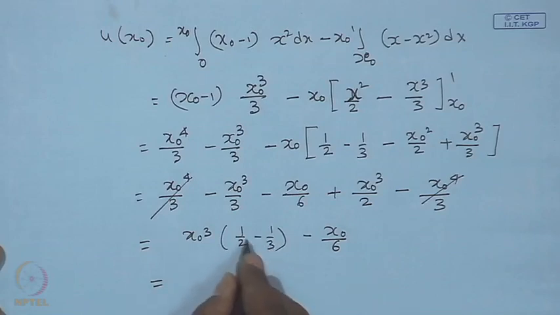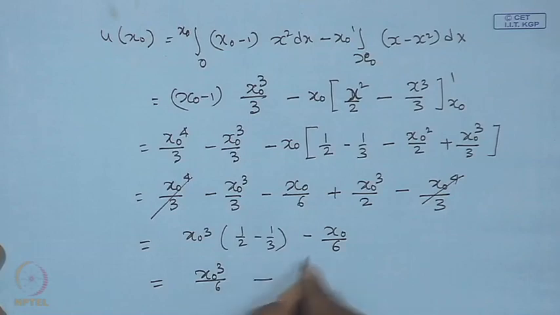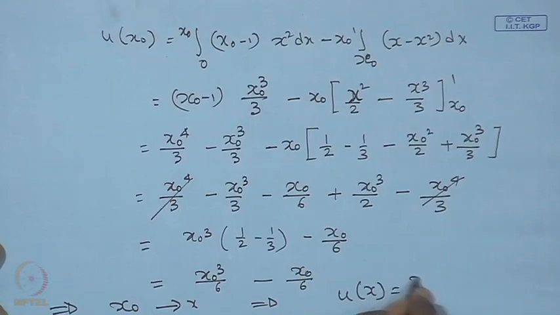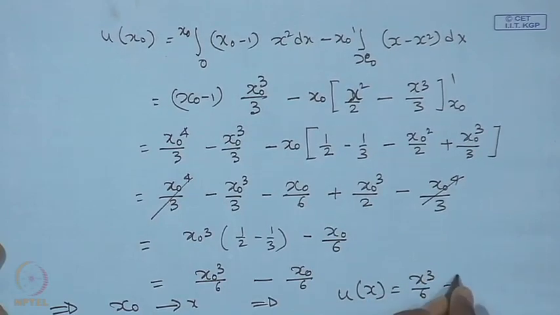So, we will be getting x naught cube by 6 minus x naught by 6. Now, change the running variable from x naught to x. So, you will be getting u of x is equal to x cube by 6 minus x by 6. Okay. So, that gives a demonstration of how the problem can be solved.